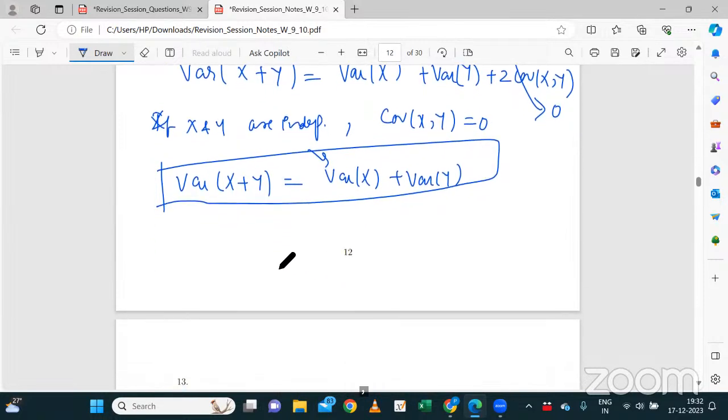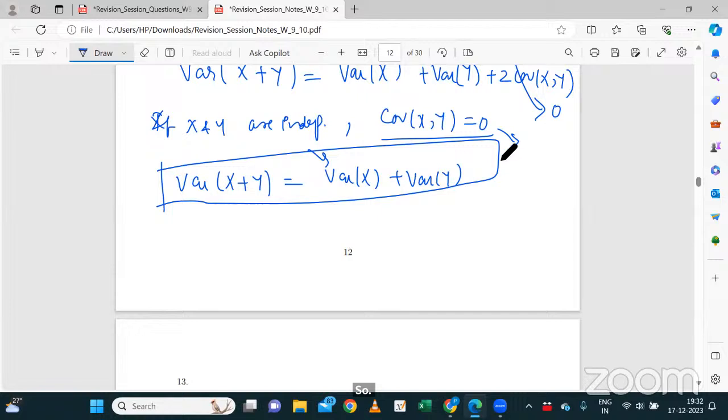Why is this covariance becoming 0? Do you want the reason or should we move on? Okay, no problem. We are moving, but we will study all these things in detail in this class.